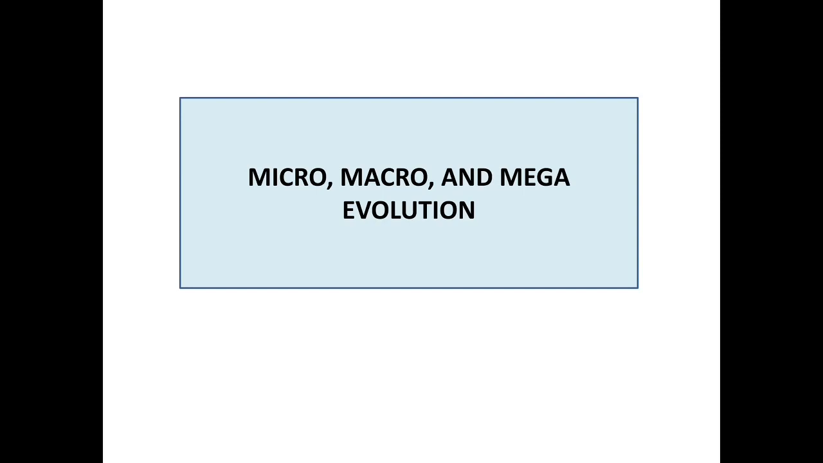So first of all we have to know about evolution. Evolution is mainly a gradual orderly change from one condition to another. And now we will study about different types, that is micro, macro and megaevolution.